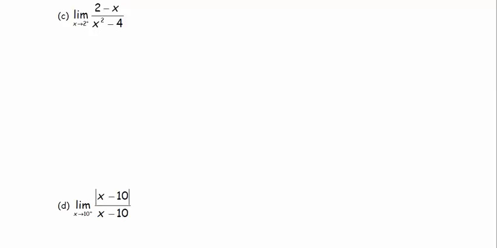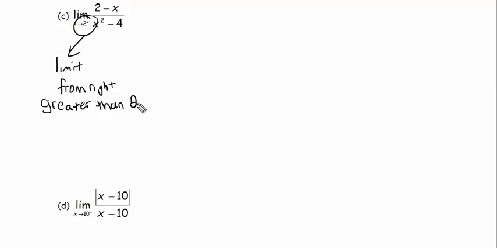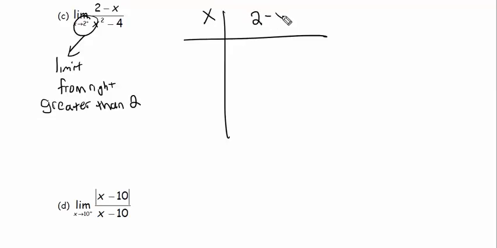So 3c, this one is the limit from the right again. So this is the limit from the right, and that means that I want numbers that are going to be greater than the 2. So x and 2 minus x over x squared minus 4.